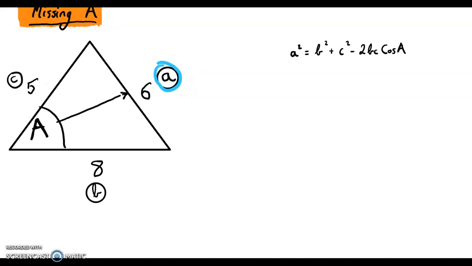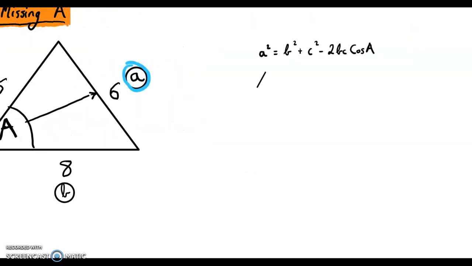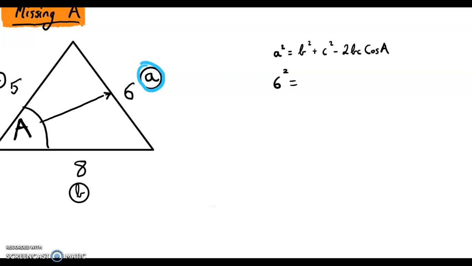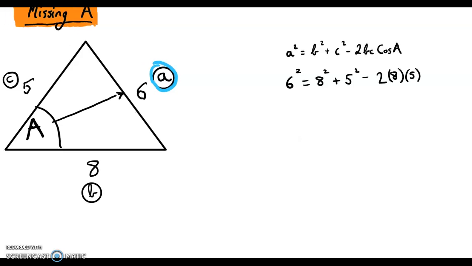Do we know what A is? Yes, in this case we do know what A is. It's 6 squared. So we fill in 6 squared. Do we know what B is? Yes, we do. It's 8. So it's 8 squared. Do we know what C is? Yes, we do. It's 5. Minus 2. B is 8. C is 5. Just move that over a little bit so you can see where I'm getting C from.